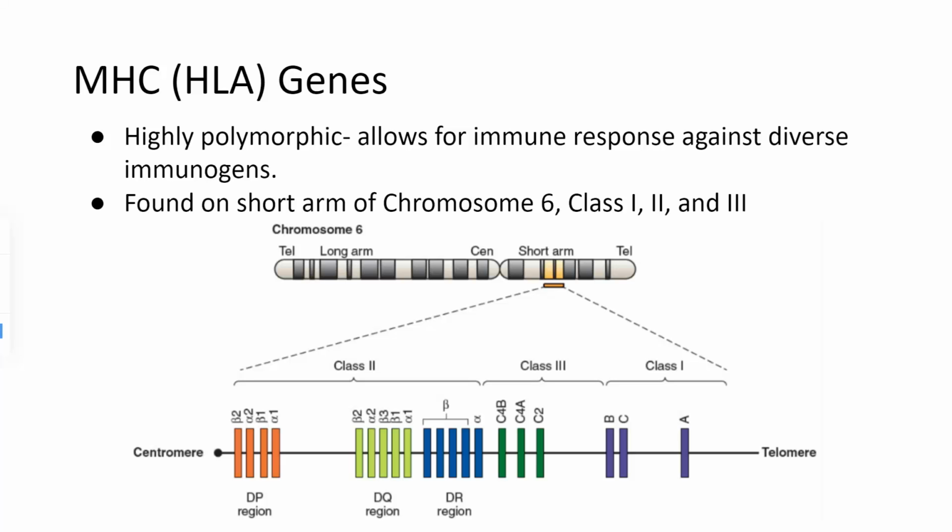MHC or HLA genes are highly polymorphic. This allows for the immune response against a diverse number of immunogens. They're located on the short arm of chromosome 6, and there are class 1, 2, and 3 HLA genes.